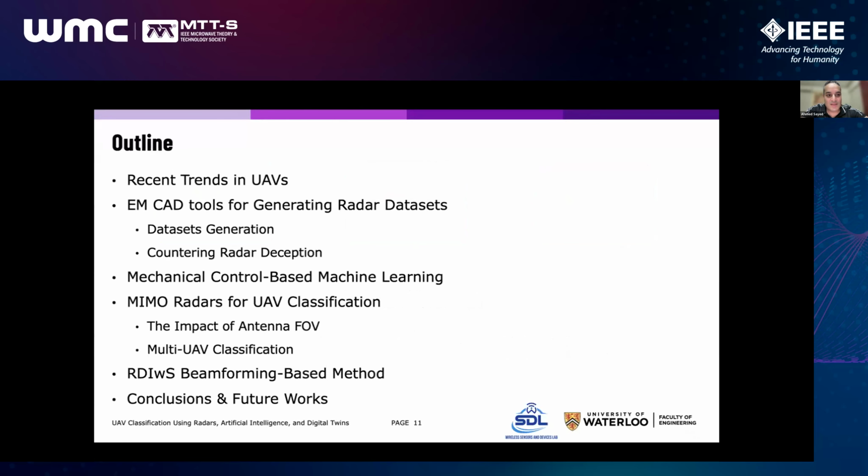We'll talk today about some background about usage of UAVs in many applications, the usage of EMCAT tools for generating radar datasets, mechanical control-based machine learning to enhance the classification accuracy of machine learning models, the importance of using MIMO radars for UAV classification, and finally, what is called the range Doppler integration while steering beamforming based method.